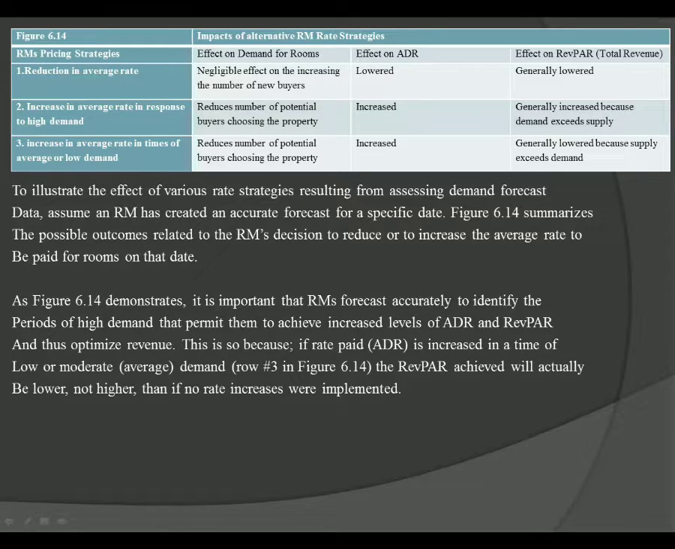As Figure 6.14 demonstrates, it is important that RMs forecast accurately to identify the periods of high demand that permit them to achieve increased levels of ADR and RevPAR, and thus optimize revenue. This is so because if paid ADR is increased in time of low or moderate demand, the RevPAR achieved will actually be lower, not higher, than if no rate increase were implemented.